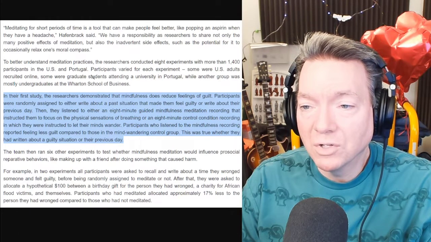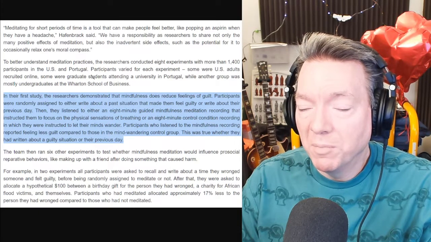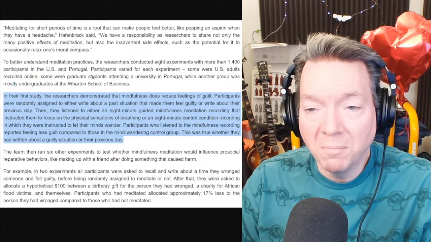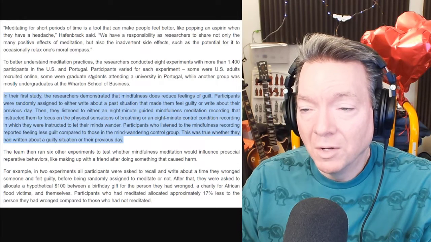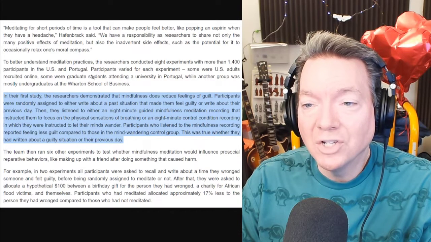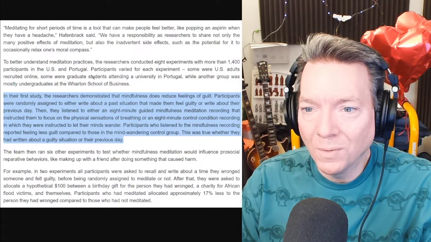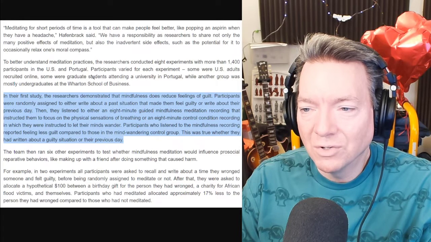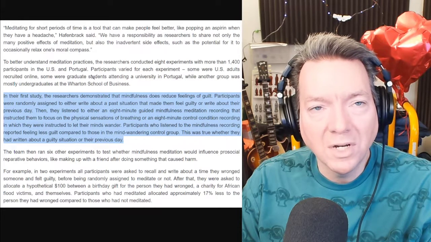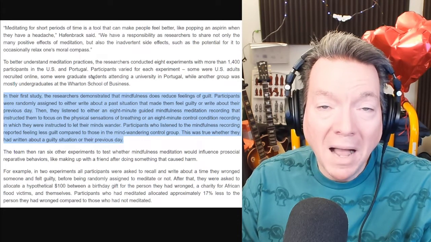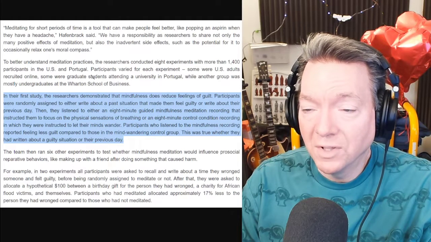Meditating for short periods of time is a tool that can make people feel better. Like popping an aspirin when you have a headache. We have a responsibility as researchers to share not only the many positive effects of meditation, but also the inadvertent side effects, such as the potential for it to occasionally relax one's moral compass. To better understand the meditation practices, the researchers conducted 8 experiments with more than 1,400 participants. In their study, the researchers demonstrated that mindfulness does reduce feelings of guilt.